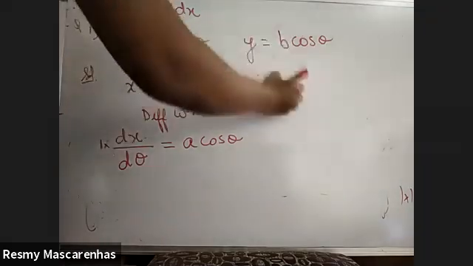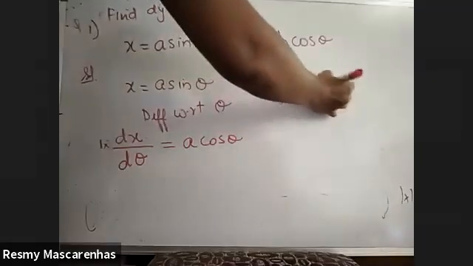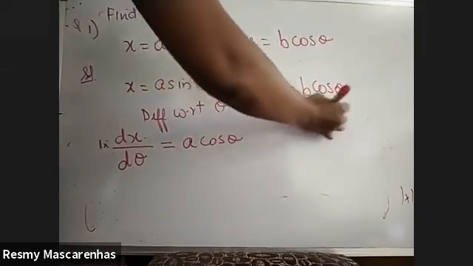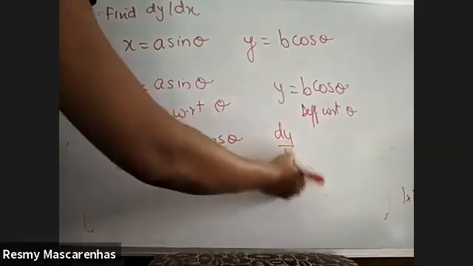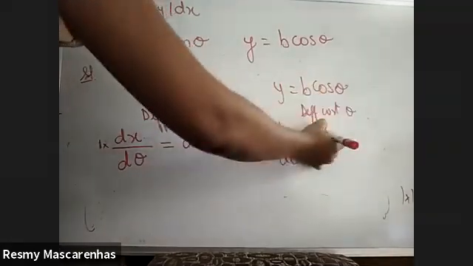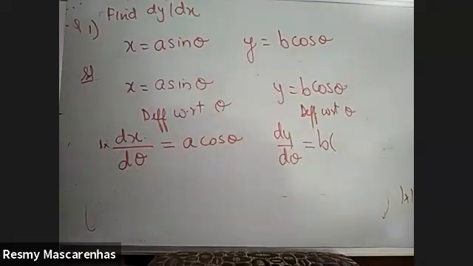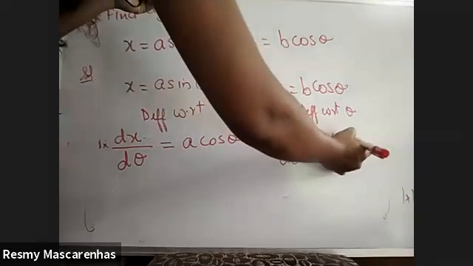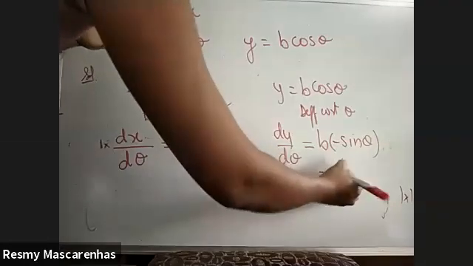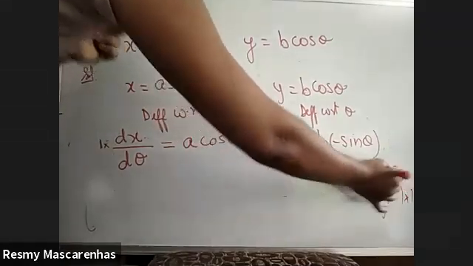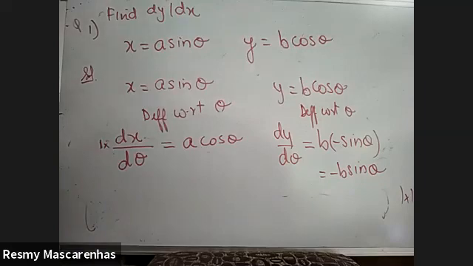Same way, what is y given to you? B cos theta. Again differentiate with respect to theta. So same way this also will become dy upon d theta. B will remain like that. What will be derivative of cos something? Minus sign. Okay, so this is the answer. So this is minus b sine theta. So you have found out dx upon d theta and dy upon d theta. Anyone having doubt in this problem or did not understand can ask. I will repeat.